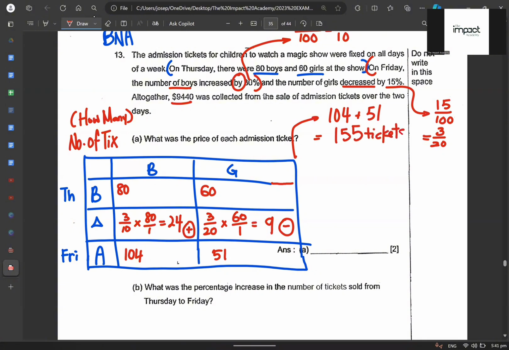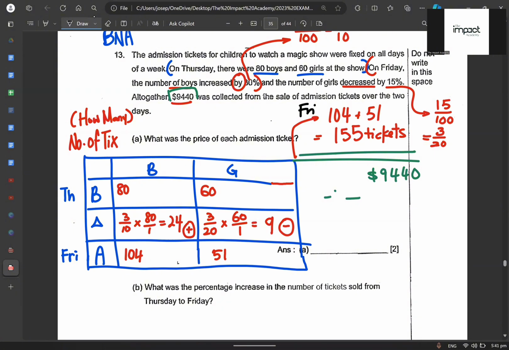Okay, 155 tickets, and they earn how much? They receive how much money? $9440, correct or not? So we write down 155 tickets is equal to $9440. Am I making sense? One ticket will be how much? $9440 divided by... sorry, this one is over the 2 days. Is it just 155 tickets? 155 tickets is only on Friday, correct or not?